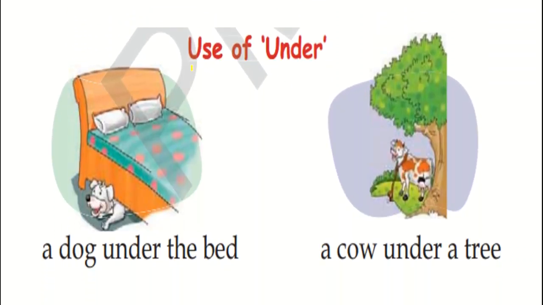Examples for the use of under. A dog under the bed. Where is the dog? A dog under the bed. A cow under a tree. Where is the cow? A cow under a tree.